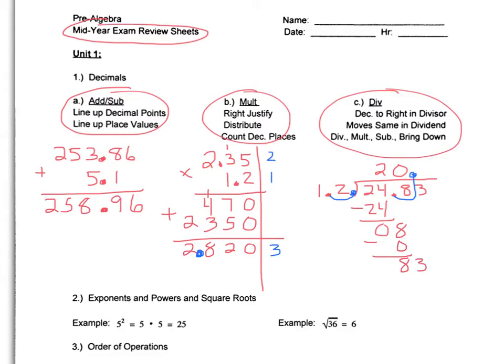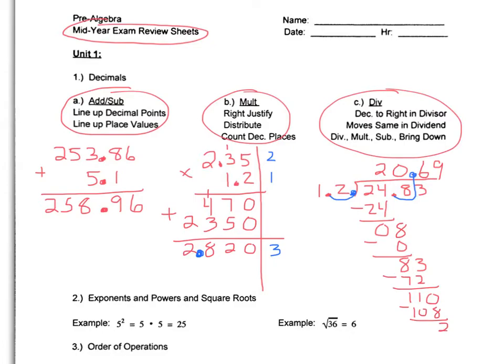I'm just repeating myself now. 12 goes into 83 approximately 6 times. Take that 6, multiply it by 12. 6 times 12 is 72. Subtract, you get 11. Bring down the next digit. Well, the next digit is a 0. And repeat the process. How many times does 12 go into 110? 9 times. 9 times 12 is 108. Subtract, and you just keep going and going.